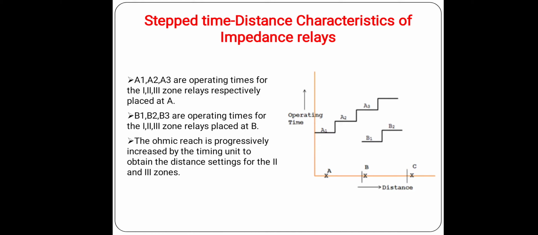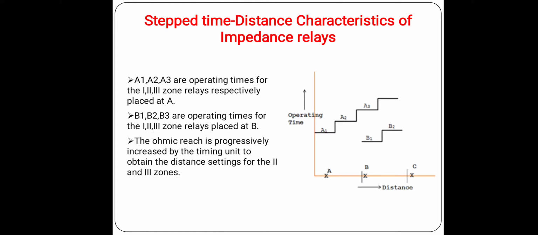Similarly, again, if we see the characteristics, B1, B2 and B3 are the operating times for the first, second and third zone relays. Here, if we continuously draw the curve graph, this is the B3 part. So B1, B2, B3 are the operating times for the first zone, second zone and third zone relays placed at B. This is placed at point B.